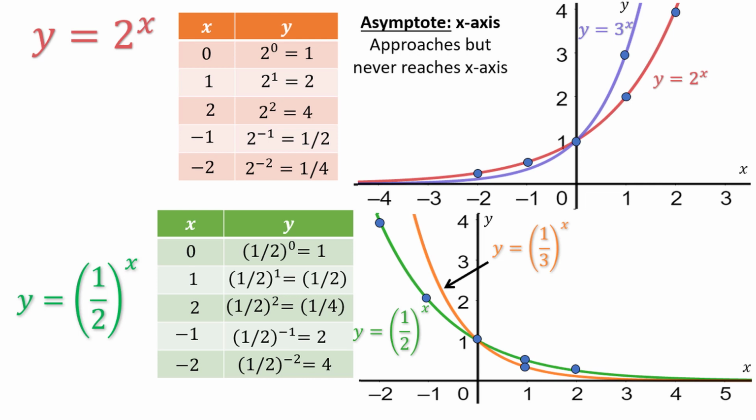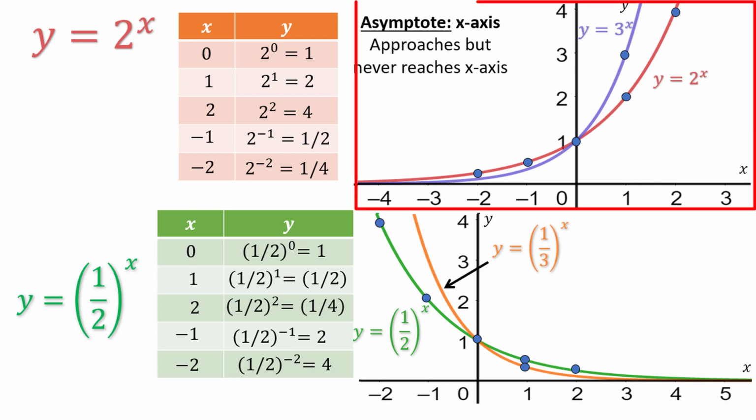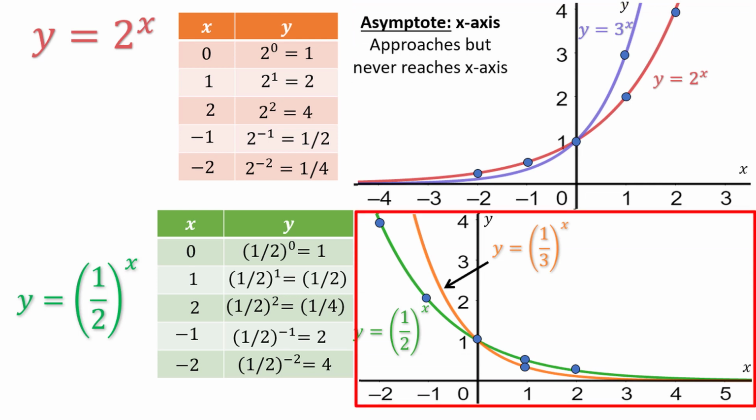So we really have two graph types depending on the value of the base. We have an increasing exponential function when the base is greater than 1, and we have a decreasing exponential function when the base is between 0 and 1.